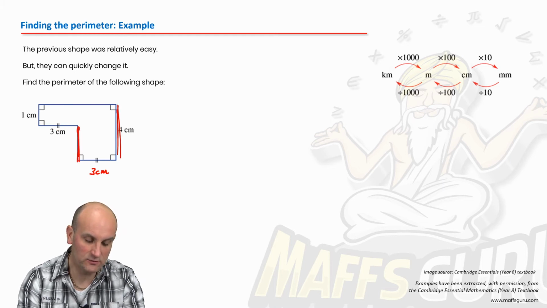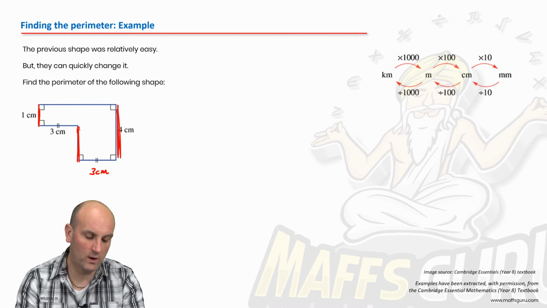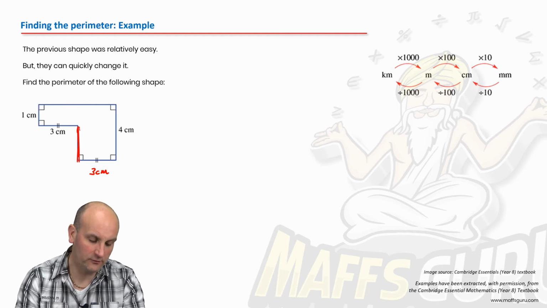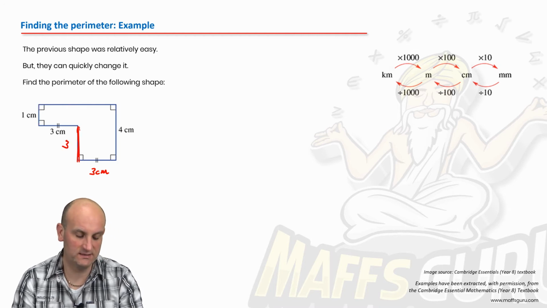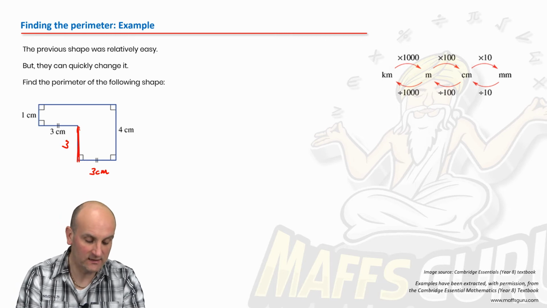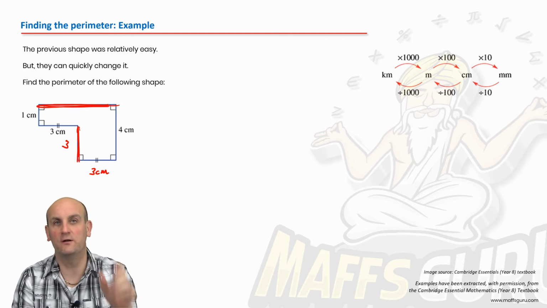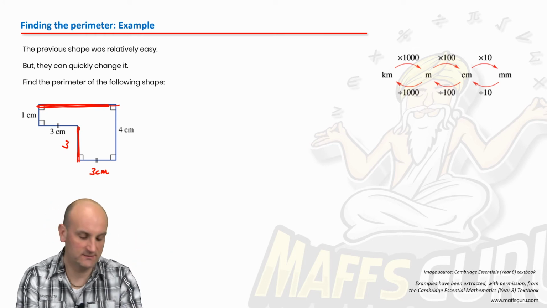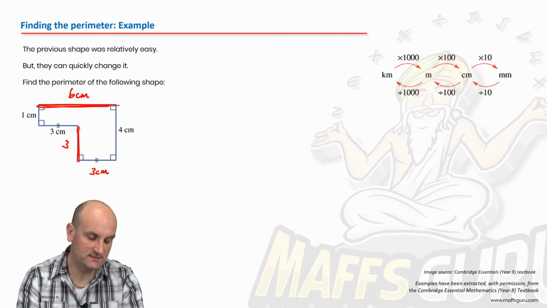Can I find this length here? Yes, because I know that total length is 4. That there is 1. And so the difference between the two of them must be 3 centimeters. Can I find this length here? Well, yes, because I've got 3 centimeters and 3 centimeters, which gives me 6 centimeters.